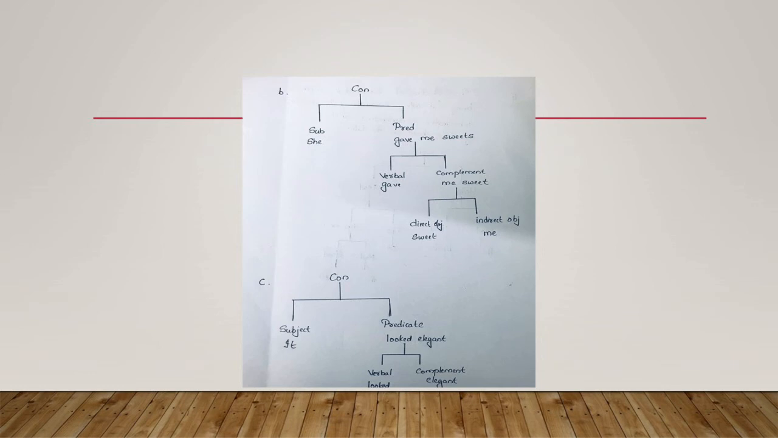Now that complement can again be divided into the direct object and the indirect object. Which is the direct object? The sweets. So "sweets" is the direct object, and the indirect object: to whom was it given? It was given to me. So "me" becomes the indirect object. Let us check the next one.